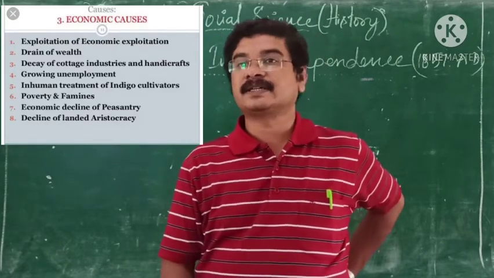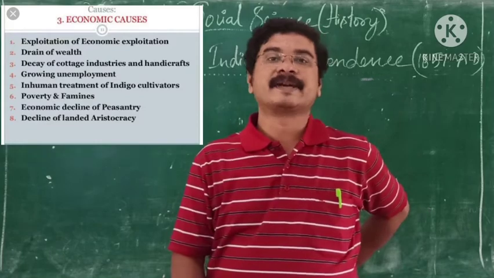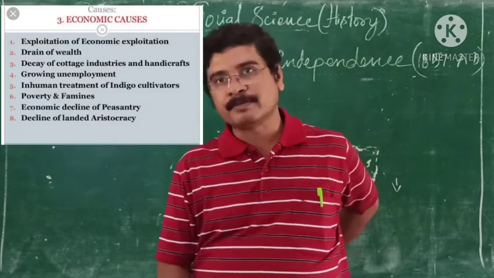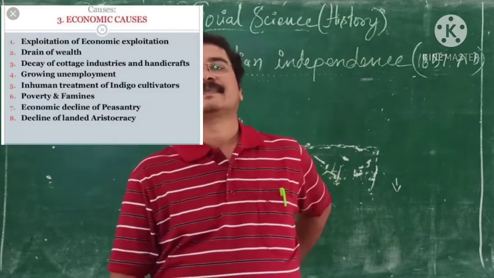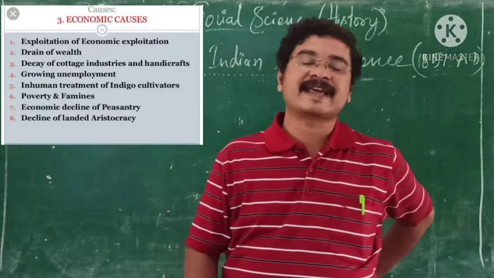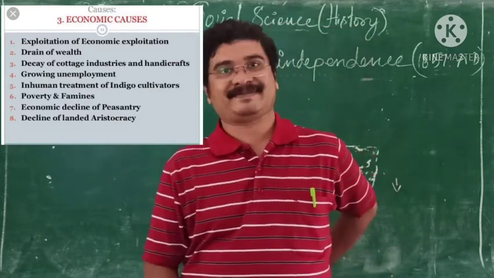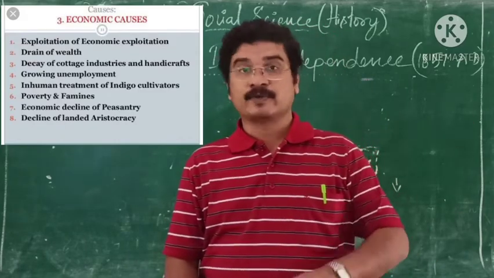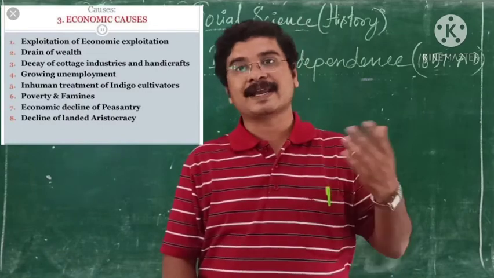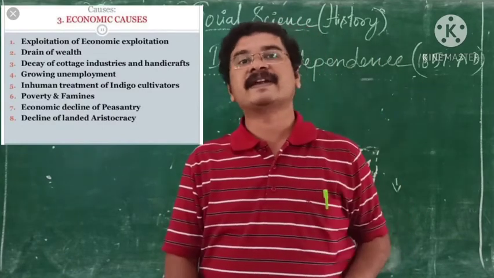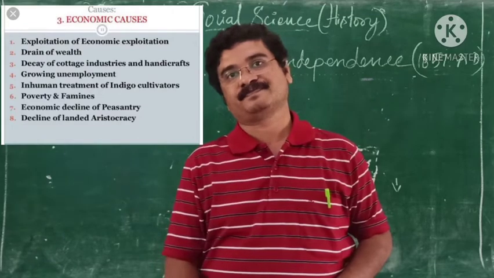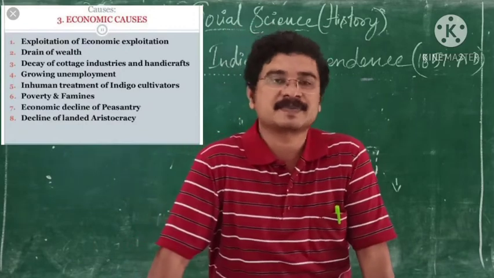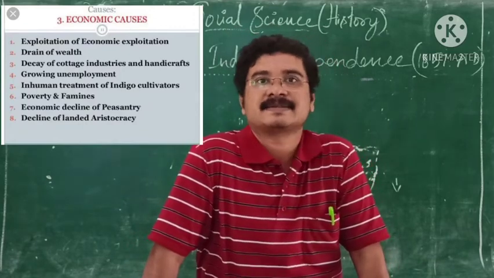Then the third economic cause, the British imposed a heavy tax. On whom? They imposed heavy tax on the sale of Indian goods in England, which were exported from here to England. They imposed heavy taxes on Indian goods. This was also a major economic cause for the upset of Indians against the British.